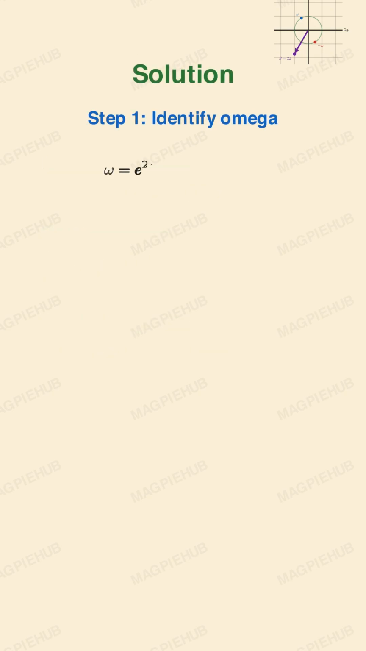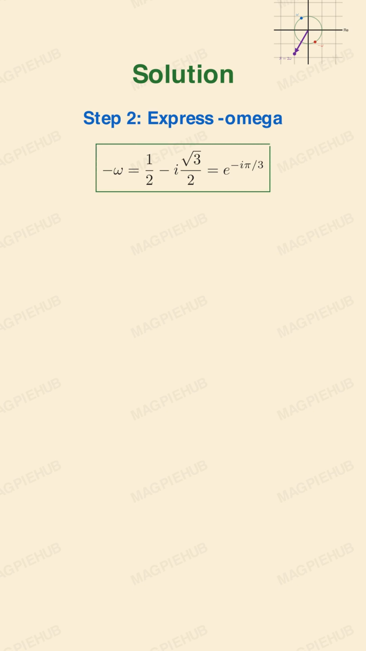Step 1. Identify omega. The cube root of unity with positive argument is omega equals e to the 2 pi i over 3, which equals minus 1/2 plus i root 3 over 2. Its argument is 2 pi over 3, which indeed lies between 0 and pi. Step 2. Express negative omega in exponential form. Negative omega equals 1/2 minus i root 3 over 2, which is e to the minus i pi over 3.